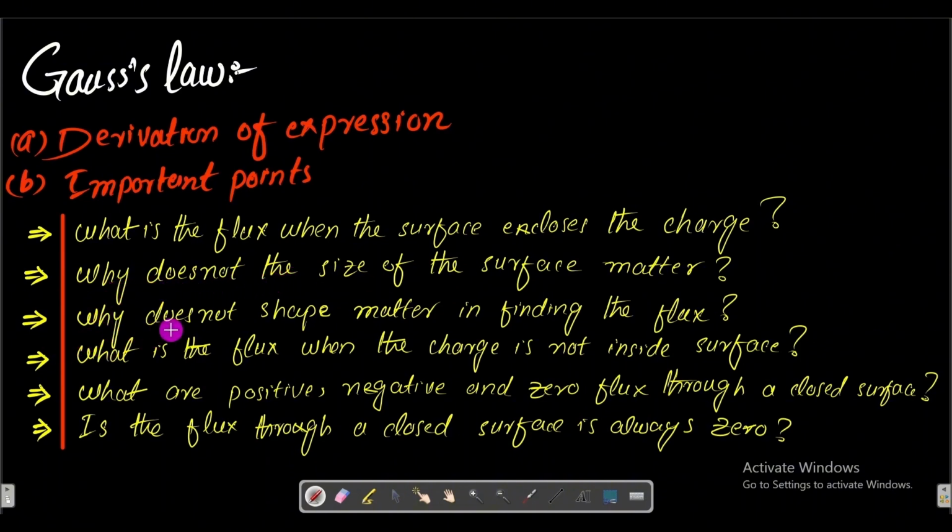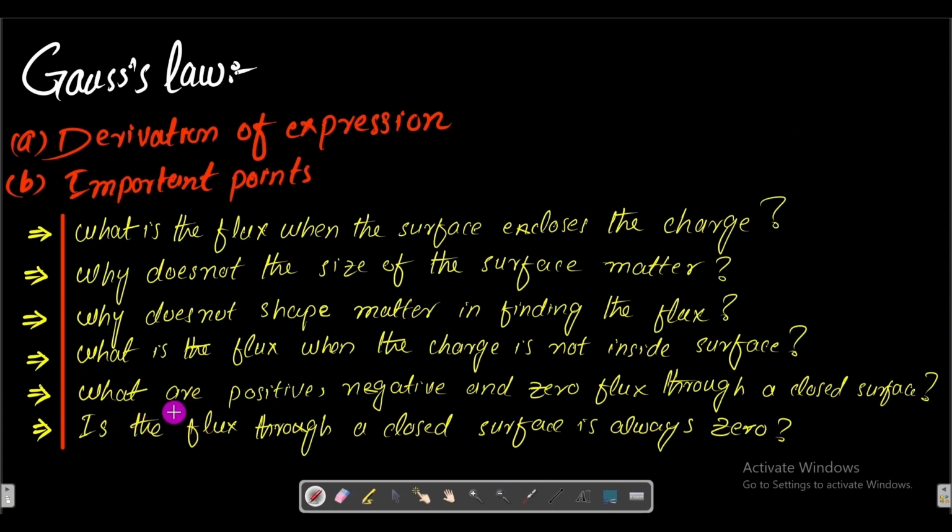The third question is, why does the shape not matter in finding the flux? The shape of the Gaussian surface around the charges does not matter. If we take a cone-like shape, a sphere-like shape, or a cylinder-like shape around a charge, it does not matter according to the Gauss law. And the fourth question is, what is the flux when the charge is not inside the surface? If we consider a Gaussian surface and the charge is not present inside that Gaussian surface, then in this case what will the Gauss law say?